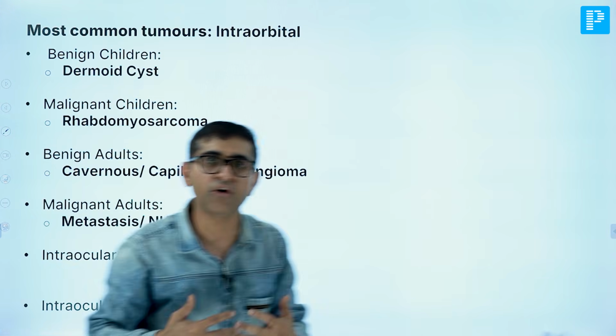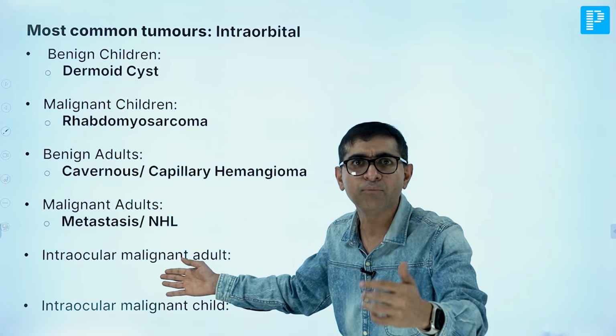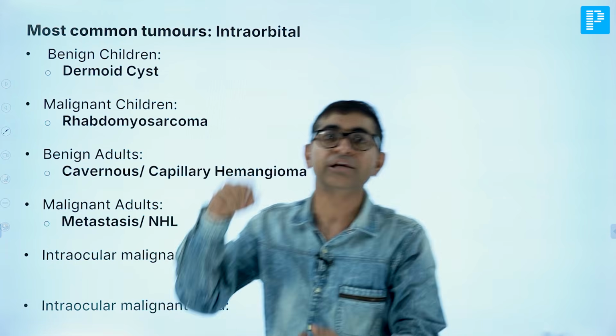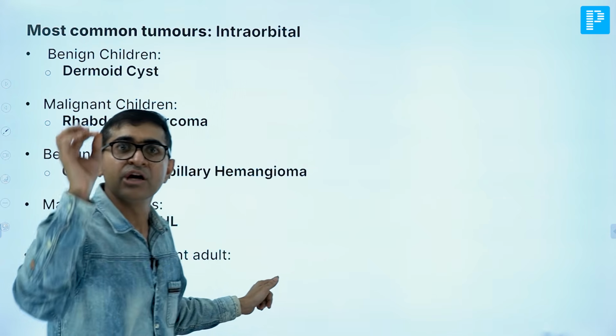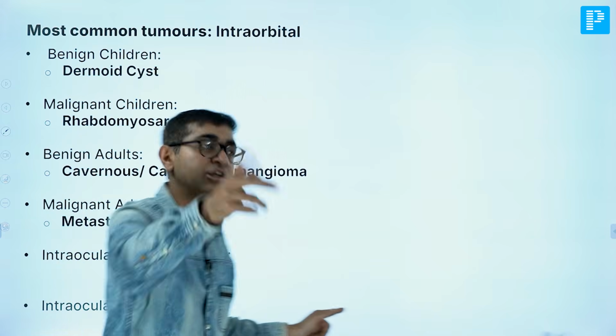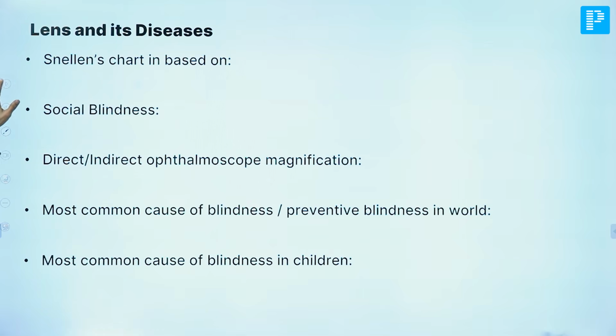Now, if we are talking of the most common intraorbital tumor, let's also just touch the most common intraocular tumor, means inside the eyeball. In adults, it is choroidal melanoma or malignant melanoma. In children, it is retinoblastoma.